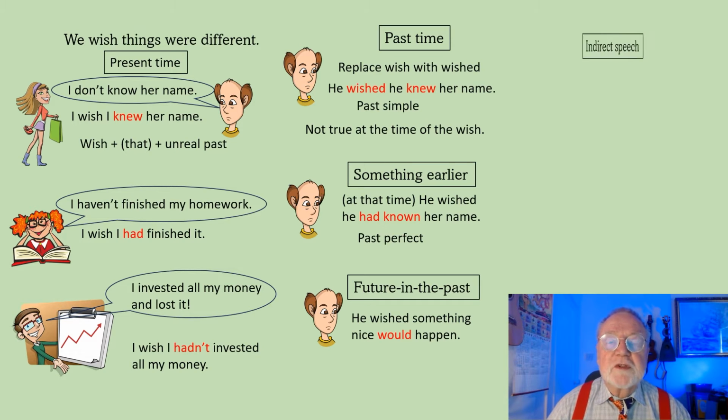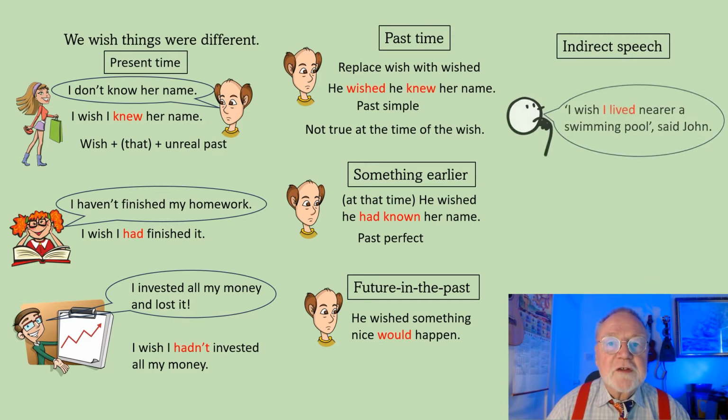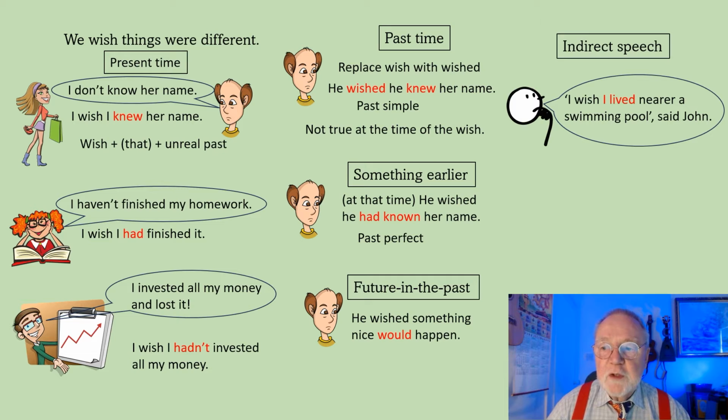If you want to report what somebody said when they say I wish in an indirect speech, we do it like this. I wish I lived nearer a swimming pool, said John. I would report that like this. John said he wished he lived nearer a swimming pool. I've changed the pronoun from I to he, but I haven't changed the unreal past. It's still lived in both cases, so you have to be a bit careful with that. If you'd like to study a little more about reported speech, I'll put a link to my previous video below.